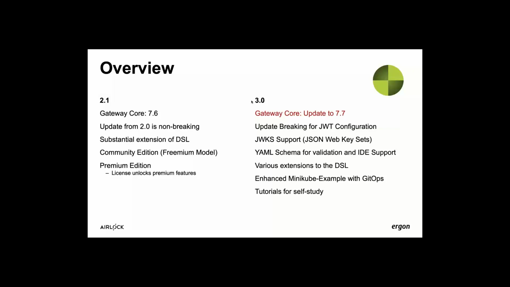So first you need to know that the security engine within the microgateway is shared with the Airlock Gateway appliance. So you can use the same policies on the gateway and on the microgateway. That's what I mean here with the gateway core. So 2.1 is based on Airlock Gateway 7.6, and 3.0 will be based on 7.7, which is also about to be released very soon.